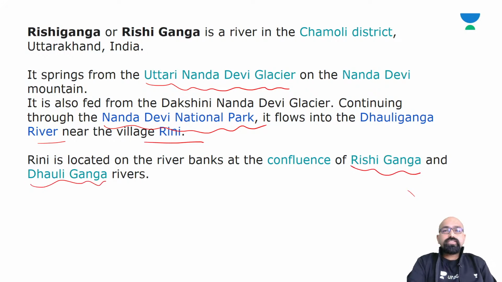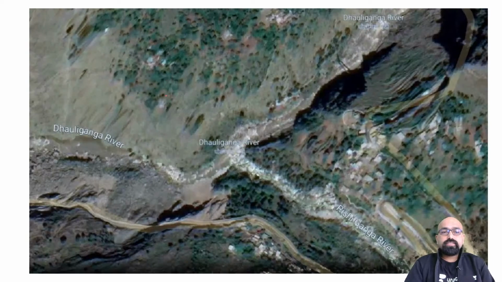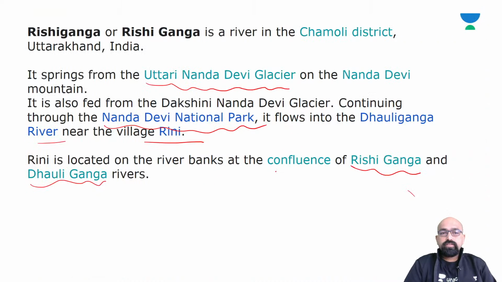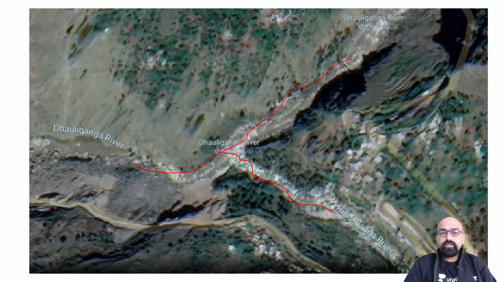Yes, now we are just studying the background and geographical aspects, right? Yes, guys. So see, in this image you will see Dholi Ganga river and Rishi Ganga river, right? So this is the confluence of these two rivers.